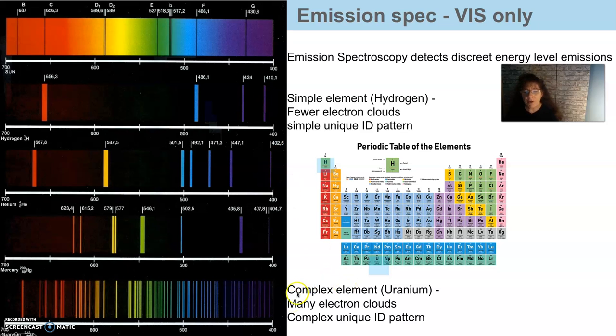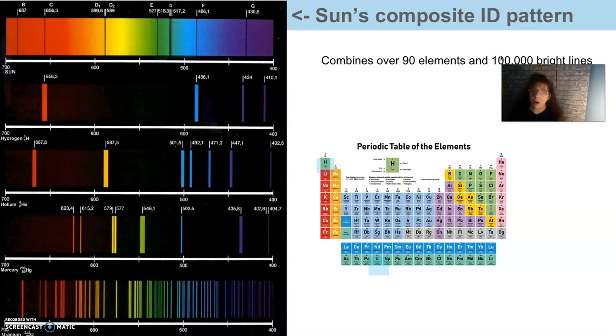Now, when you have a very complex element like uranium, which is way down here in the periodic chart, you have many more electron clouds and many more electron shells. And so now you have this very complex identification pattern in just your visual spectrum. That emission spectroscopy detects only the discrete energy levels for your particular element. And this is showing the visual only. Let's take it a little bit more.